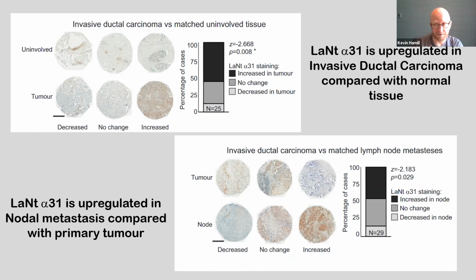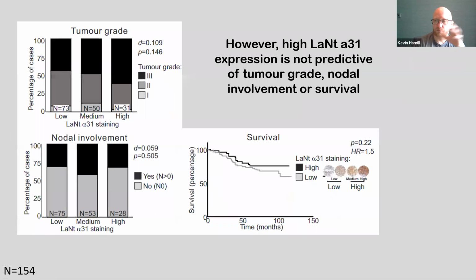That seems like a really nice finding. However, when we looked at other aspects, it doesn't seem to be particularly predictive for outcome. Top left, tumor grade: in the highly LaNt expressing cells, we have slightly more of the higher grade, but it's nowhere close to being statistically significant. There's no effect on nodal involvement, and then survival in this particular cohort, most of them survive anyway, but there's no difference between the two. So it's not necessarily predictive of outcome, but certainly it's associated with the cancer itself.